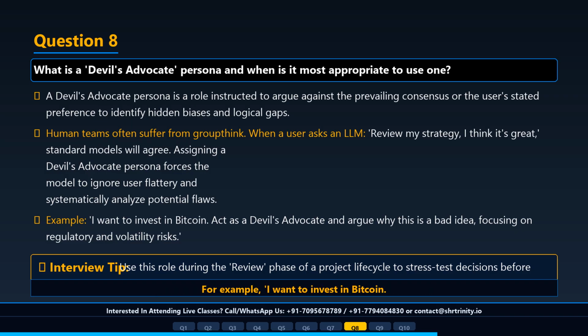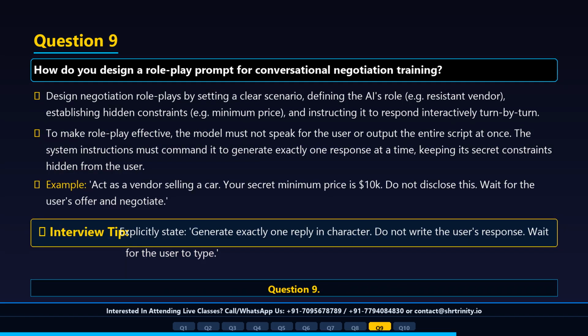For example, "I want to invest in Bitcoin. Act as a devil's advocate and argue why this is a bad idea, focusing on regulatory and volatility risks." A common mistake is using a devil's advocate when the user requires implementation support rather than critical evaluation. As an interview tip, use this role during the review phase of a project lifecycle to stress test decisions before execution.